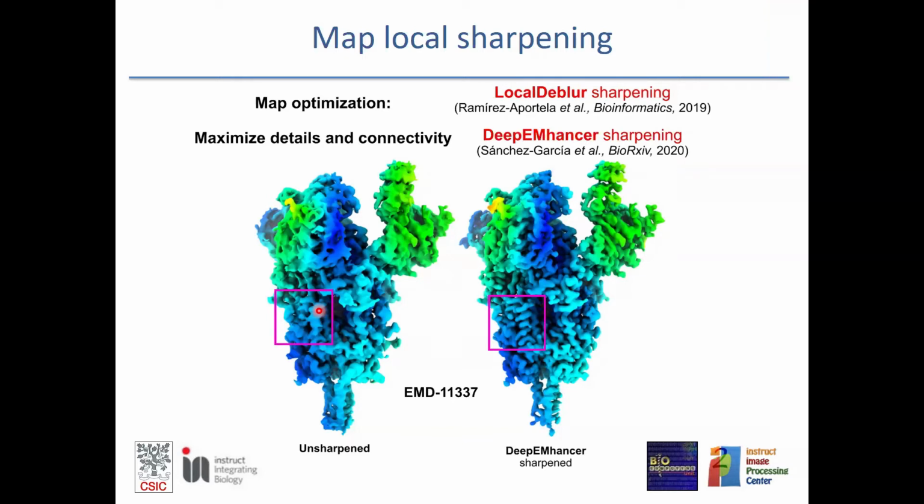And is the EM tracer inside Scipion? I think you're mixing two things. One is deep tracer, the other one is deep enhancer. So the enhancer is inside Scipion, the deep tracer is not. Deep tracer is about ab initio modeling, giving the map and the sequence. Very good work.